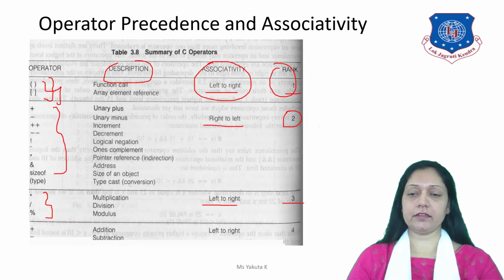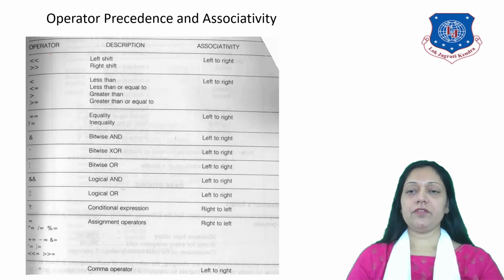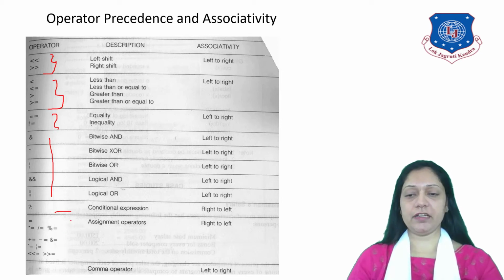Associativity is left to right. Plus and minus have the next priority, and the associativity of this is left to right. Then we have the bitwise operators, that is left shift and right shift. Later on, all the relational operators, equality, inequality, bitwise operators, conditional operators, and assignment operators. And the last one is the comma operator.